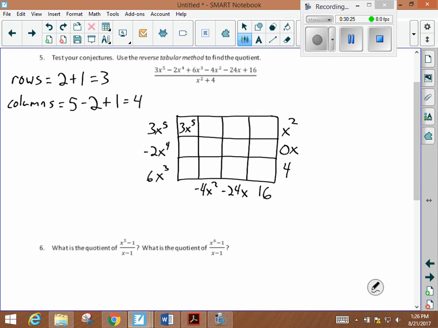Okay, what did I need to multiply x squared by to get 3x to the 5th? That looks like 3x to the 3rd power, right? Because I have to add my exponents, right? So the first thing I'm thinking is, hey, how do I get from 2 to 5 if I'm adding? Well, that means the exponent has to be 3. I'm going to multiply to get the rest of the column. 12, oops.